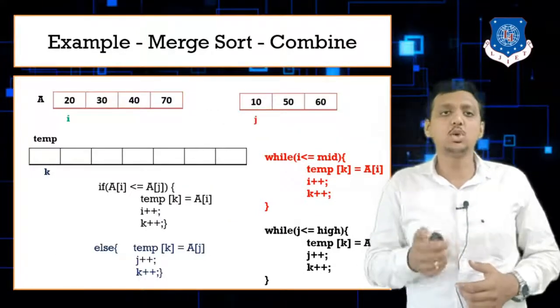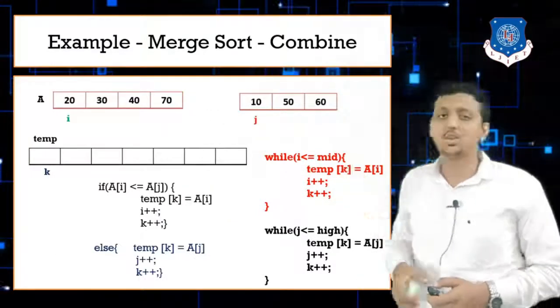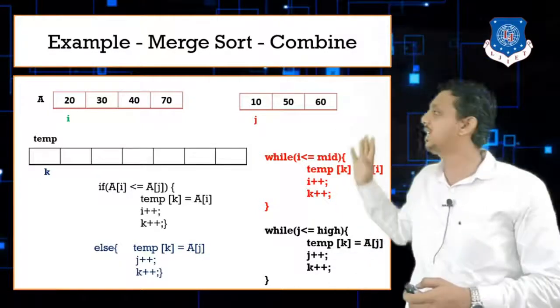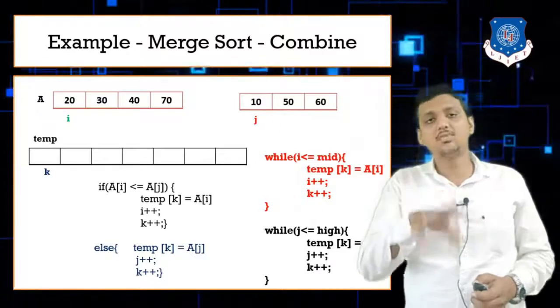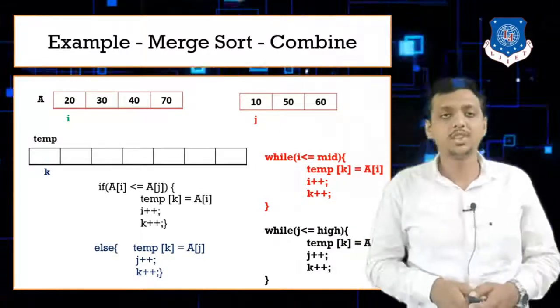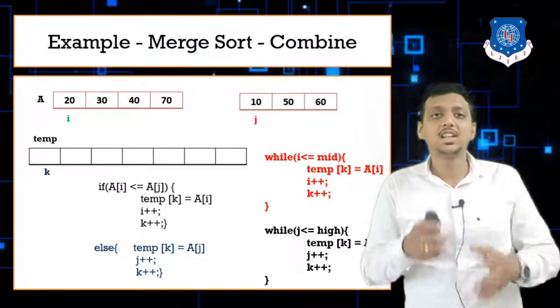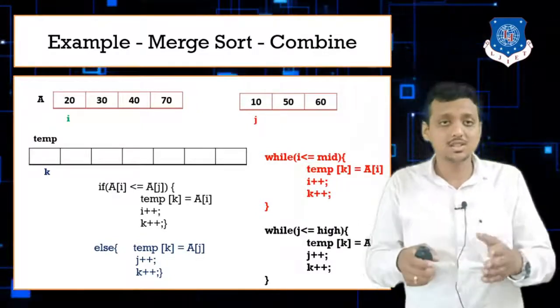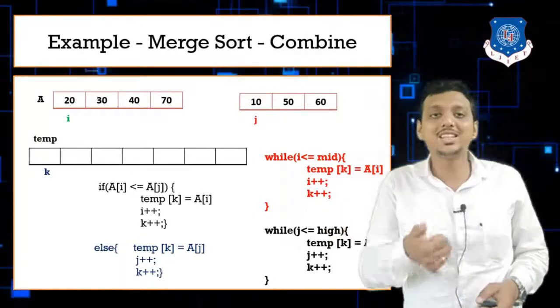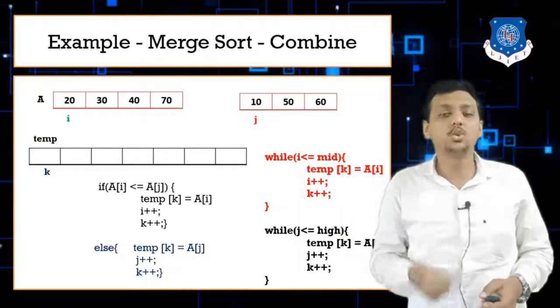Okay, let me show you for this also. Let's combine 20, 30, 40, 70, 10, 50 and 60 together. For your convenience, I have written all the conditions over here. Let's start with i. See, 20 less than 10, condition false. Check the if part. 20 less than 10, condition false. Go to the else part.